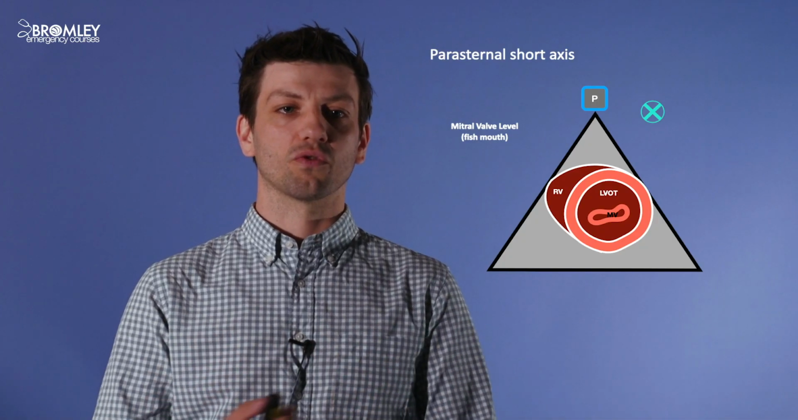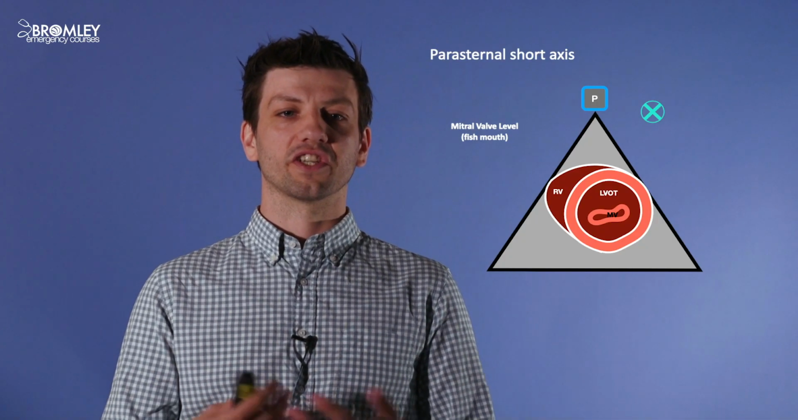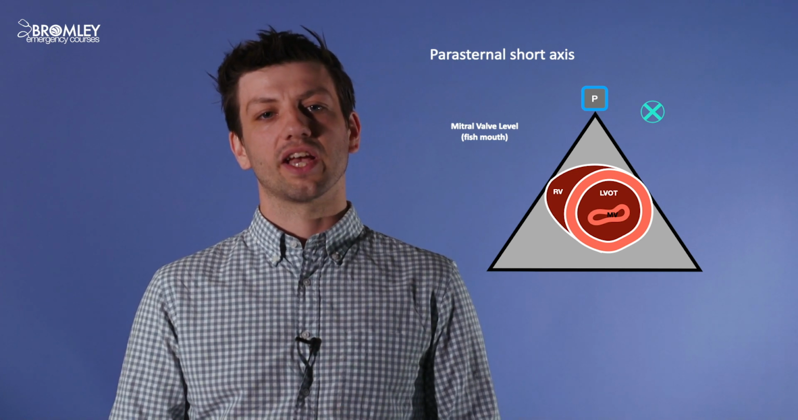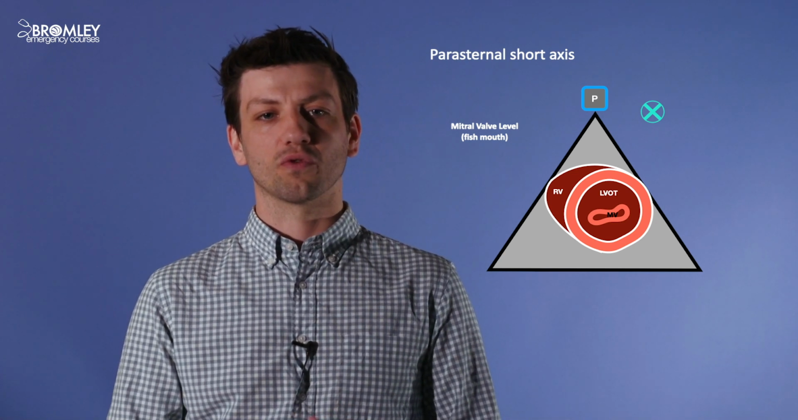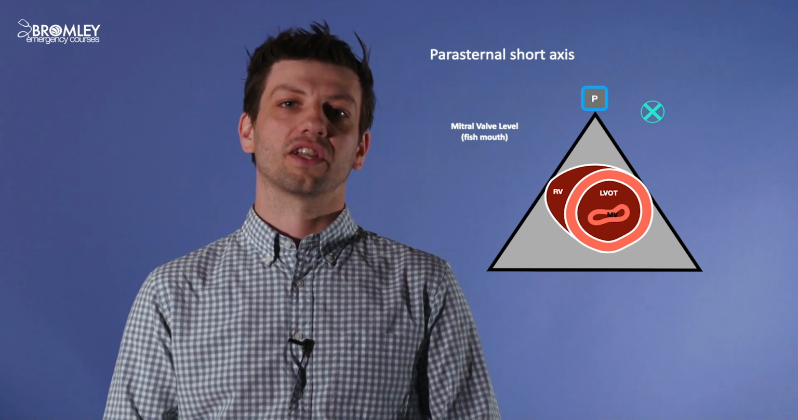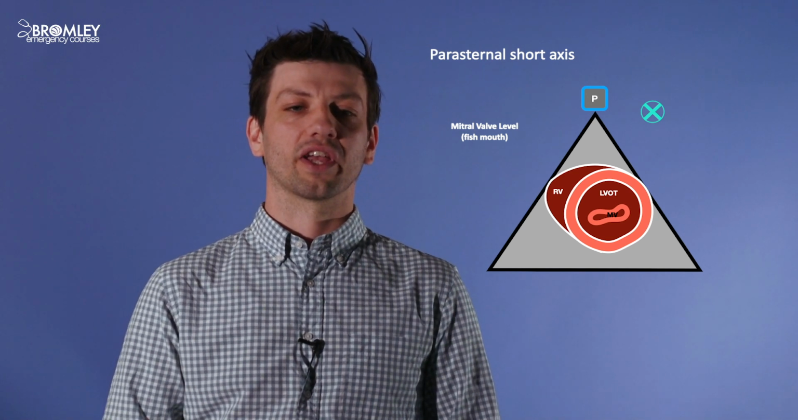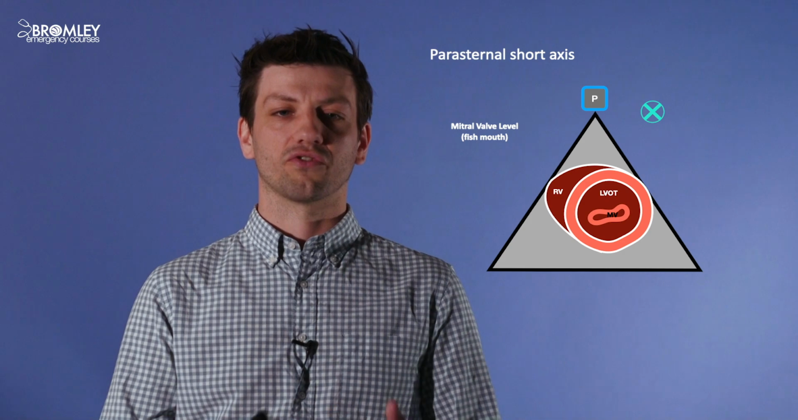As you start to rock the probe downwards, you then enter the mitral valve level, also called the fish mouth view. What you see is an opening and closing mitral valve within this round left ventricle and the surrounding right ventricle, which is a crescent shape. Some people call this the croissant and the donut. You should have a nice round donut and a nice crescent shaped croissant.